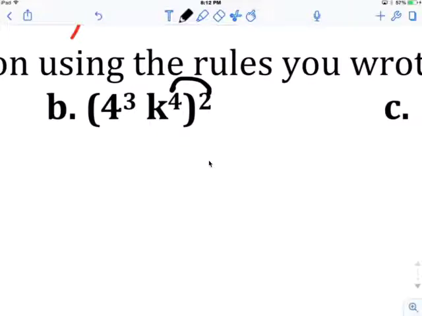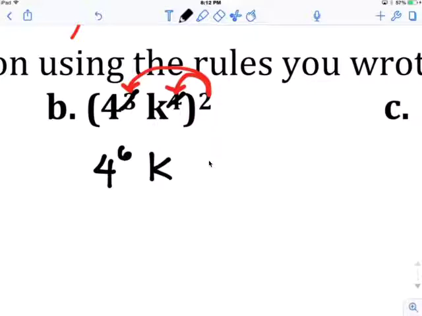Distribute, mean to multiply. Distribute, multiply. So the 4 stays a 4. This 3 becomes a 6. The k stays a k. 4 becomes an 8. Distribute means to multiply.